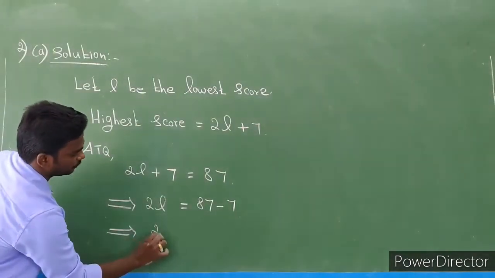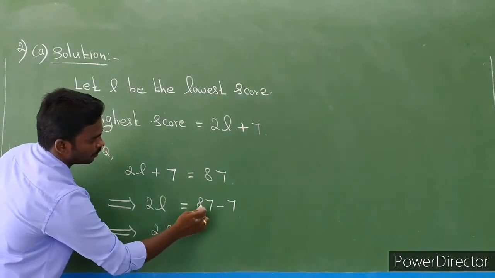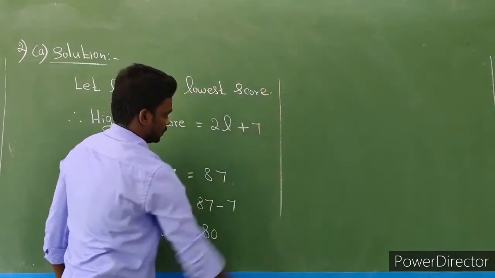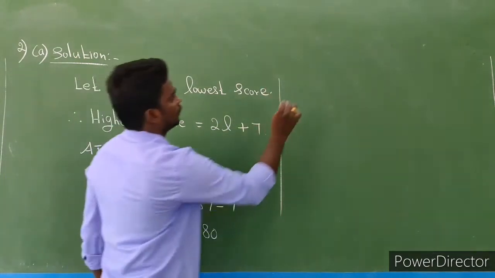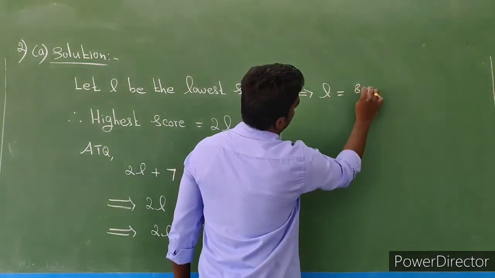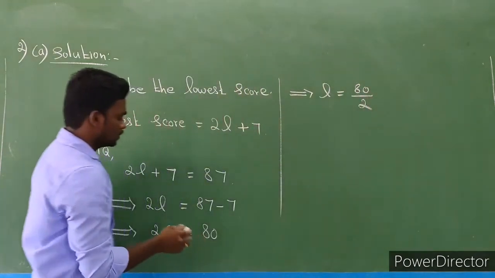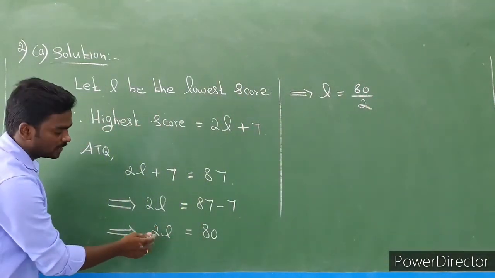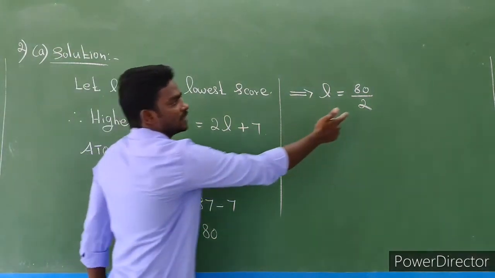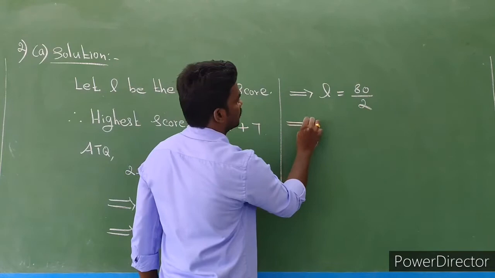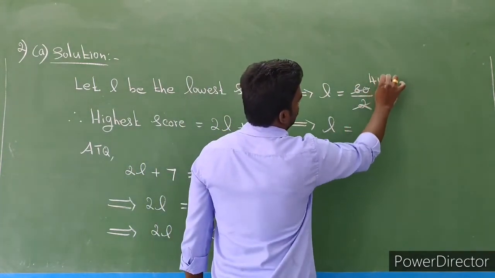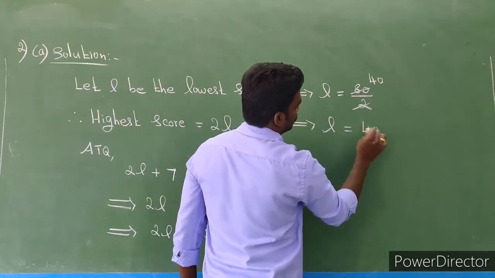So 2L is equal to 87 minus 7, which is 80. So 2L is equal to 80. Implies that L is equal to 80 divided by 2, because 2 is multiplied by L on the left side. So this 2 is transposing to division on the right side. L is equal to 80 divided by 2: 1 2s are 2, 40 2s are 80. So the value of L is equal to 40.